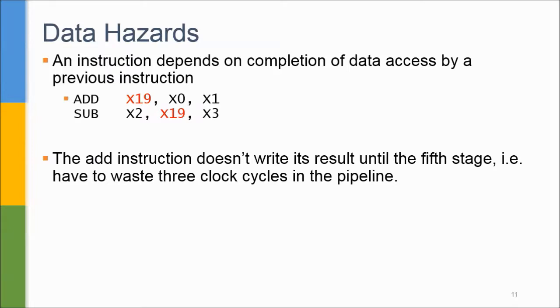So when the sub instruction wants to read register X19, the add instruction is still in execution and has not written its data into the X19 register. So without intervention, a data hazard could severely stall the pipeline. The add instruction does not write its results until the fifth stage, meaning that we would have to waste 3 clock cycles in the pipelining.